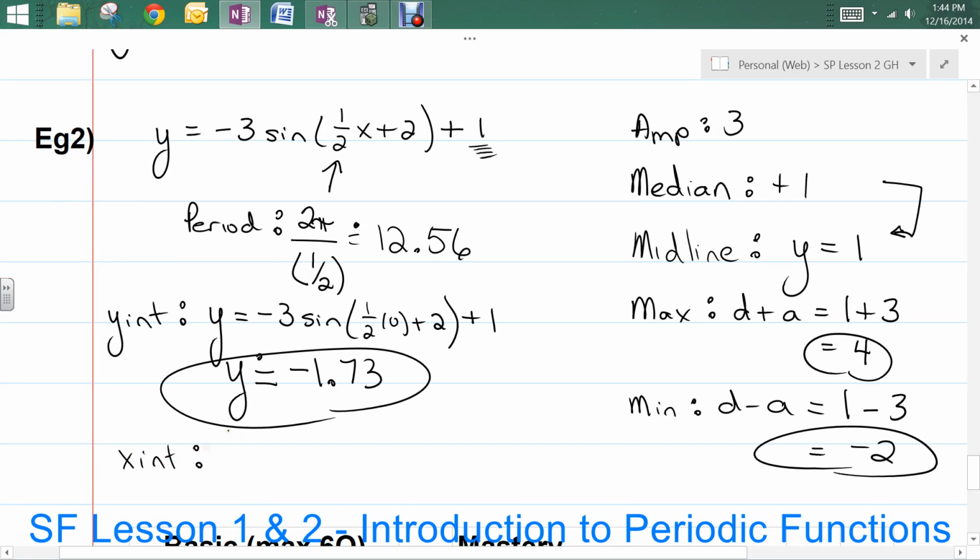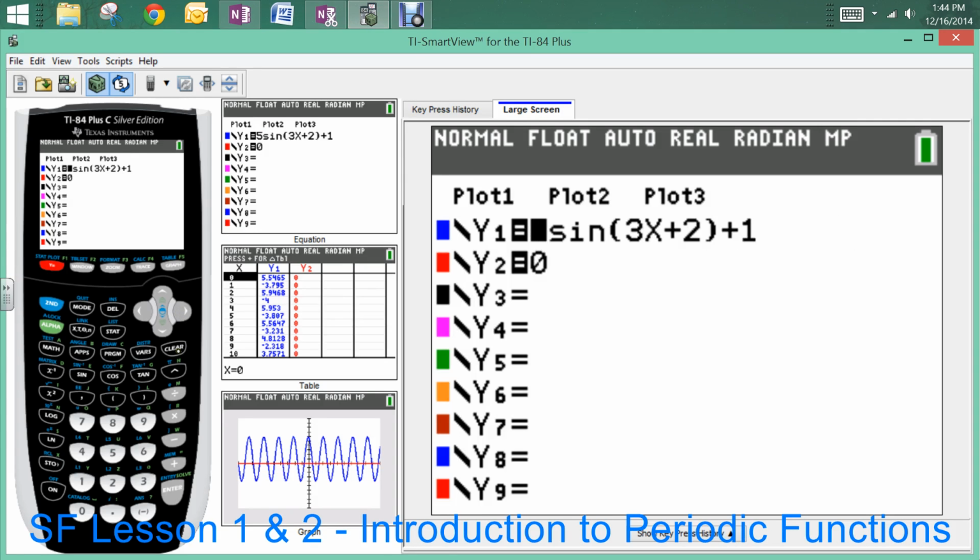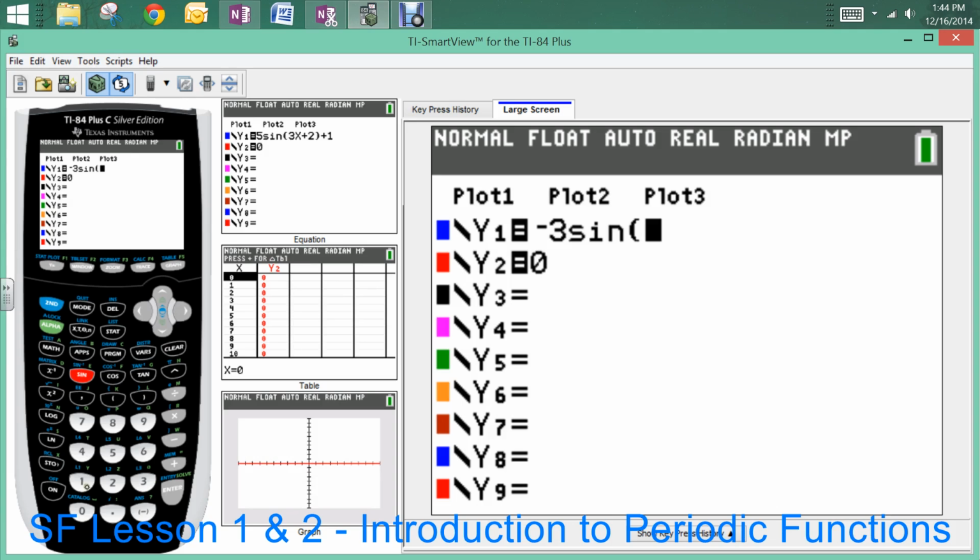okay, what you're going to do is you're going to go to your calculator again. You're going to push y equals, clear out whatever's there, and you're going to sketch it. -3 times the sine of 1/2 x plus 2, plus 1. Okay? And you're going to sketch y2 equals 0. I already had that. I left it.